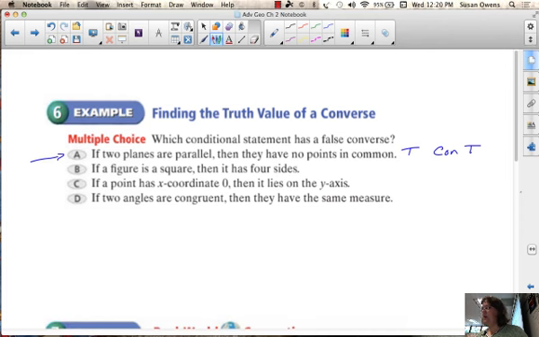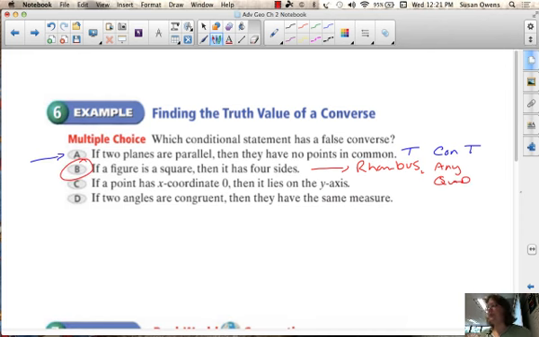If a figure is a square, then it has four sides. The converse would be, if it has four sides, then the figure is a square. So now if you think about that, not just because it has four sides does it make it a square. We could just have a rhombus. We could also have any quadrilateral. So in this case, this one is false.